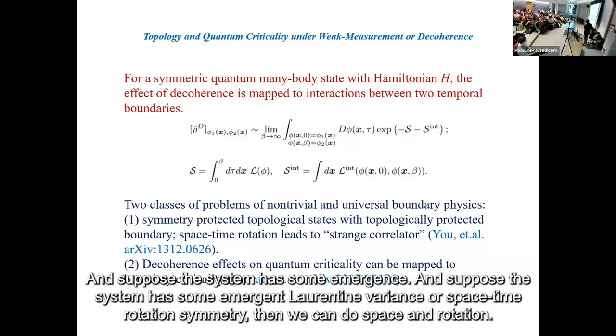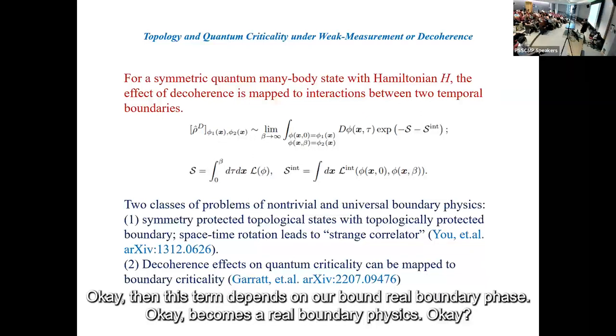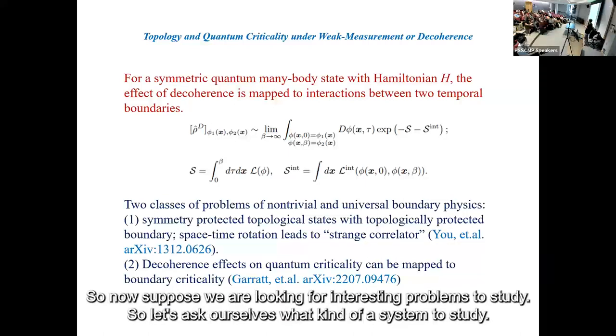And suppose the system has some emergent Lorentz invariance or space-time rotation symmetry, then we can do a space-time rotation. Okay, then this term becomes some real boundary physics. Is that clear?